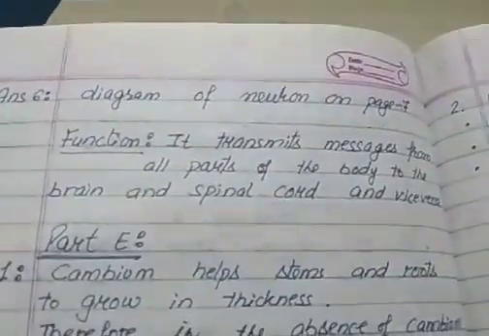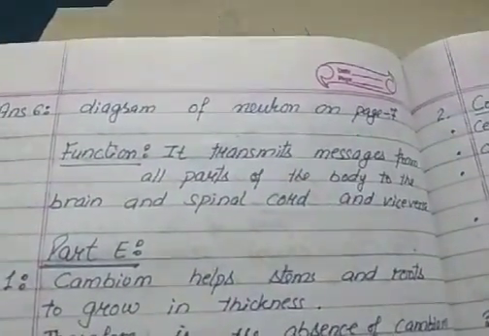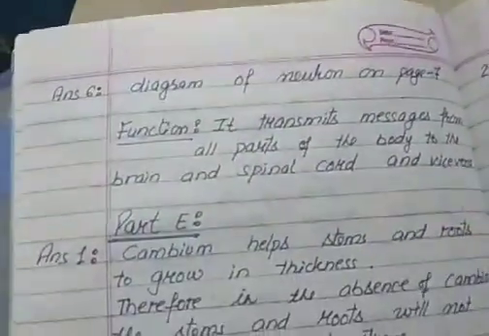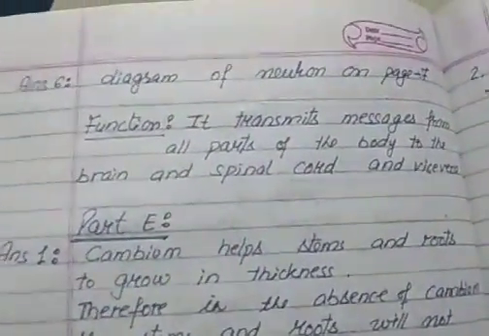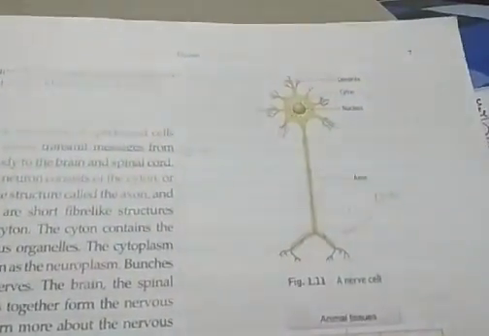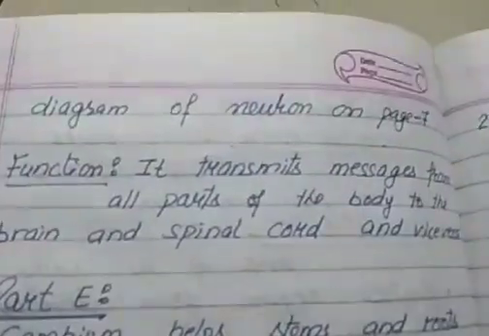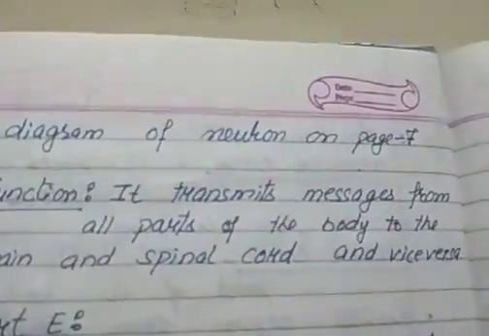Now let us come to our question number 6. And this is, draw a neuron, labeling its parts. What is the role of a neuron? So diagram, you will do it from the book, and here it is on page number 7. You have to draw this diagram for question number 6, and the rest part we will do it from here. Diagram of neuron that I have told you already.